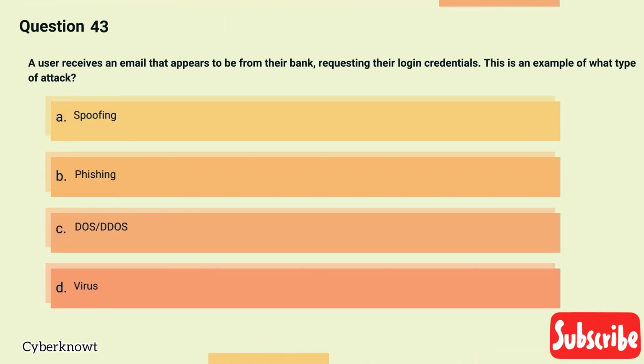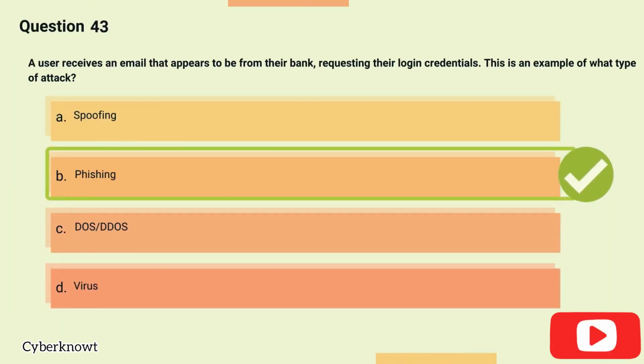Question 43. A user receives an email that appears to be from their bank, requesting their login credentials. This is an example of what type of attack? Option A. Spoofing. Option B. Phishing. Option C. DOS/DDoS. Option D. Virus.